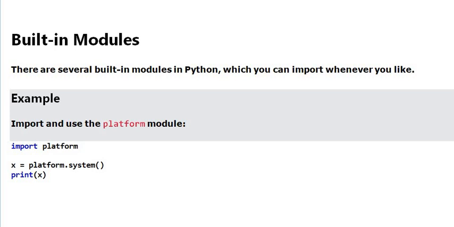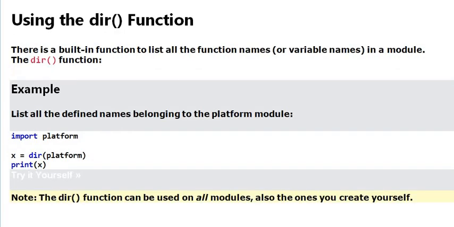So we have many built-in modules in Python. I'm just giving a few here. So we have a platform module, import platform, platform.system. Check out what you get. So we have the dir function. The dir function can be used on all modules. It lists all the defined names belonging to the concerned module. Basically, dir means directory.